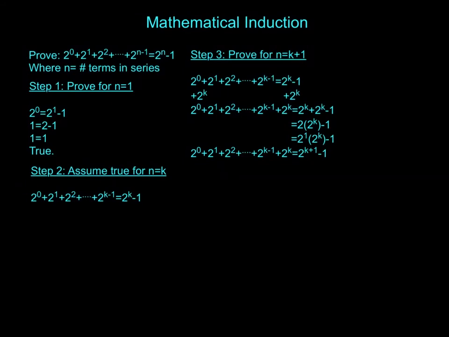So now you should be able to see that the result we got there, just by manipulating the equation that we assumed was true, is the same as if we would have plugged in n equals k plus 1 to that equation. So if we would have plugged in n equals k plus 1, then we would have had 2 to the k plus 1 minus 1, which is the same as 2 to the k. And on the other side, we would have had 2 to the k plus 1, which is what we have.